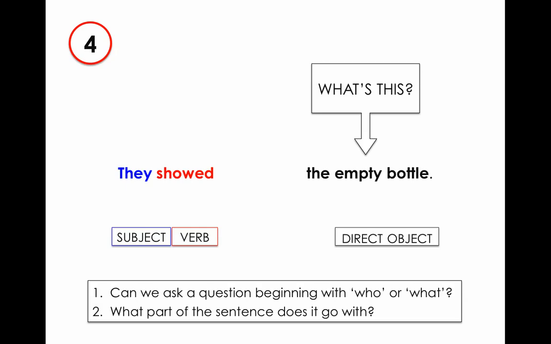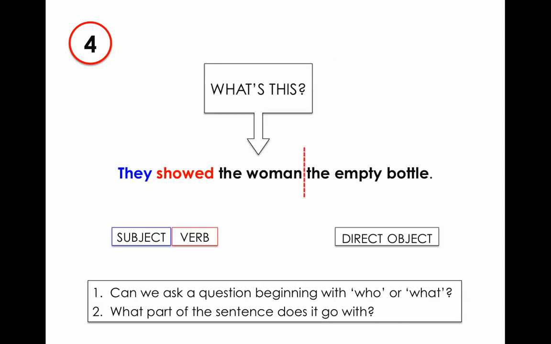They showed the empty bottle. What goes in the middle? What do you think? Well, the sentence I've got is, they showed the woman the empty bottle. Now I'm just going to say here, without any explanation, we can talk about this together if we need to, that the woman is an indirect object. Here we have a verb that has two objects, the woman and the empty bottle. Now there are other verbs like this that we'll see in some later examples.